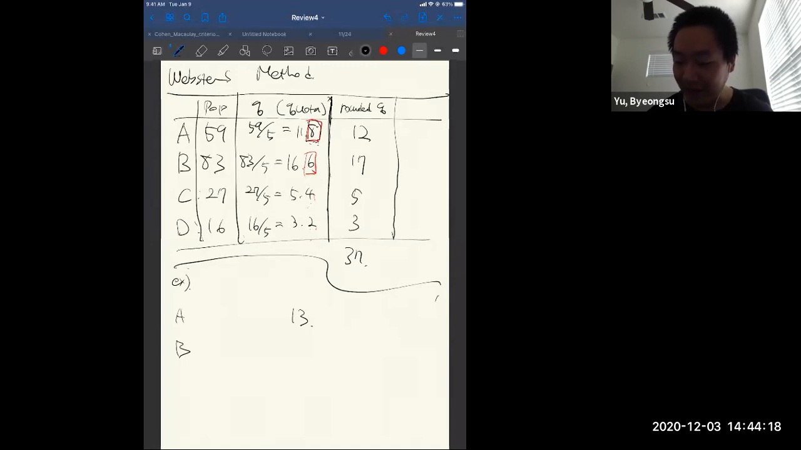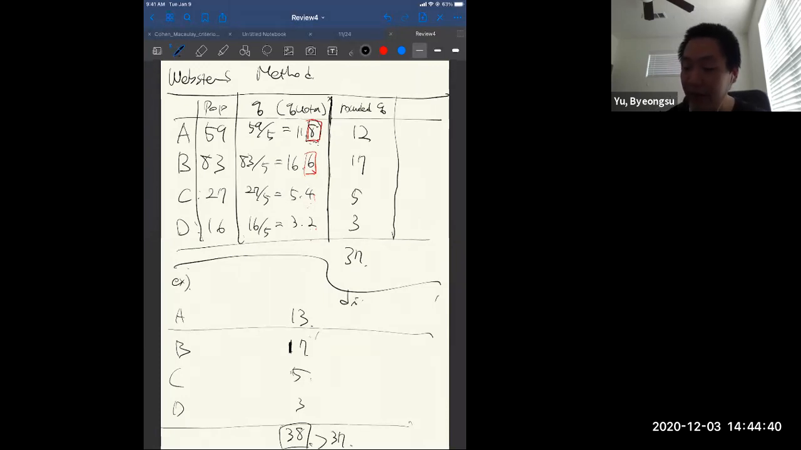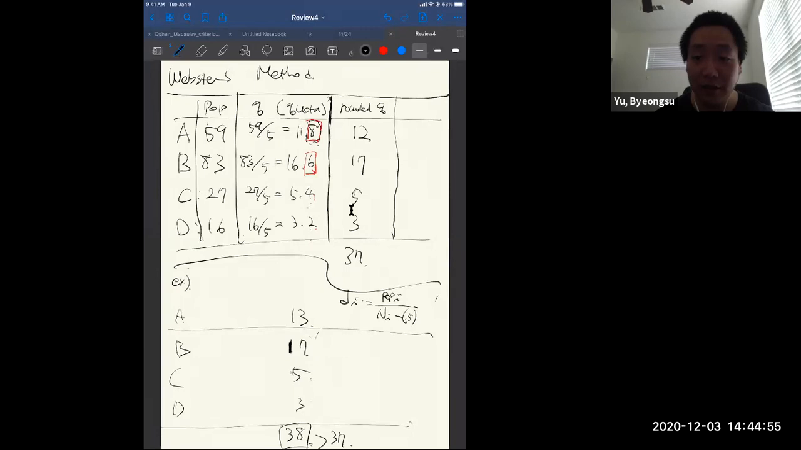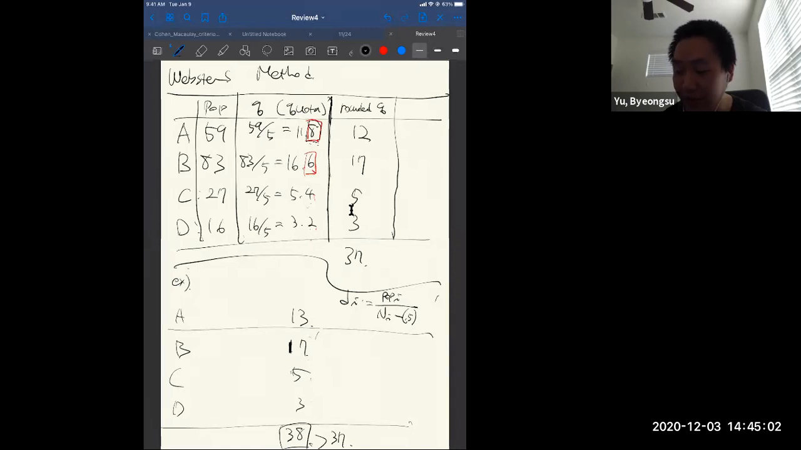B got still 17 computers, C got 5, and D got 3 computers in this case. If you add all those numbers, you get 38, which is definitely greater than 37. Then your divisor should be your population over an I minus 0.5 instead of 1. So it is also called DI minus.